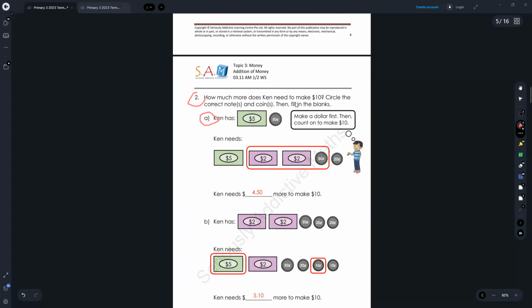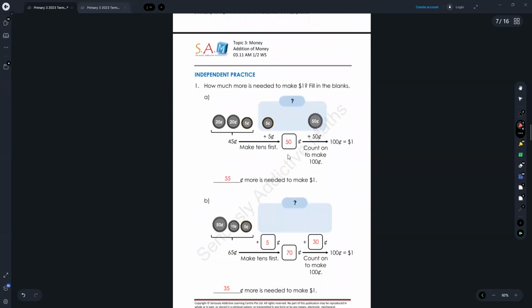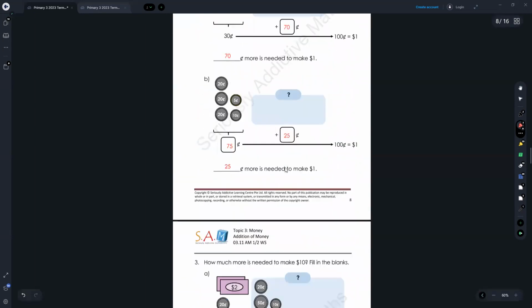So if you have, let's see, $5.50, what do they need? So first of all, make it into the nearest tens. So 50 cents plus another 50 cents, you get $6, and then $6 plus another $4 more, you get $10. So the answer is $4.50. Okay, so have them do some practice here. If you think that they need a bit more, you can do some of these questions here.